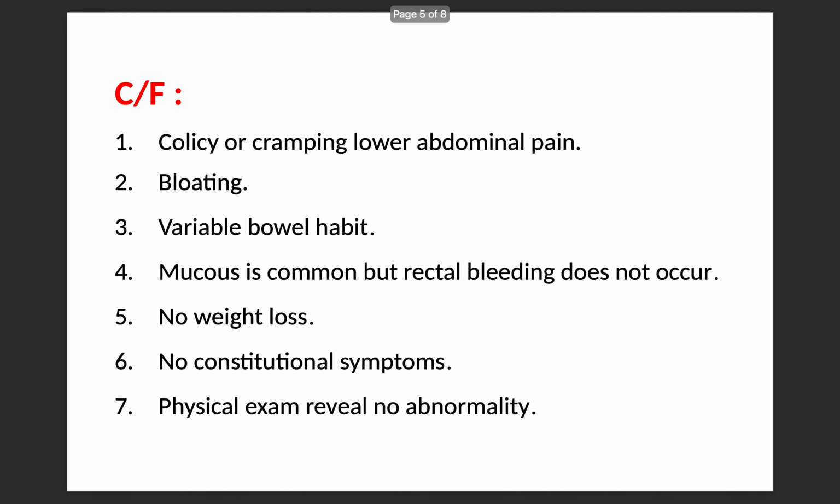If any patient presents, for example, with rectal bleeding, any evidence of weight loss, abnormal constitutional symptoms, or abnormal findings during physical examination, those signs are regarded as alarming signs and warrant a thorough investigation.